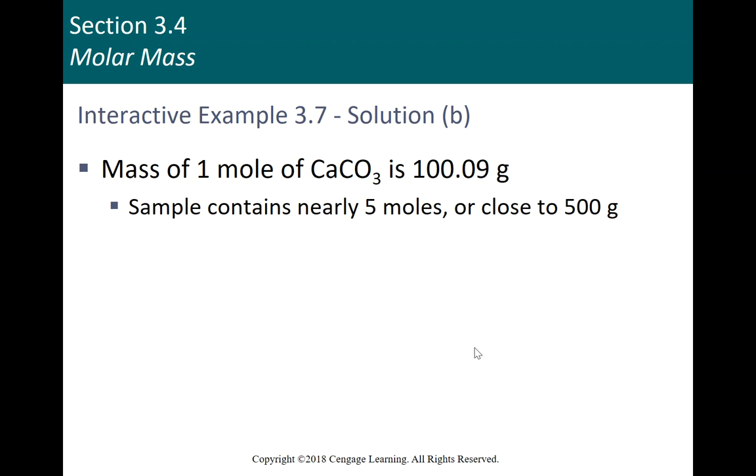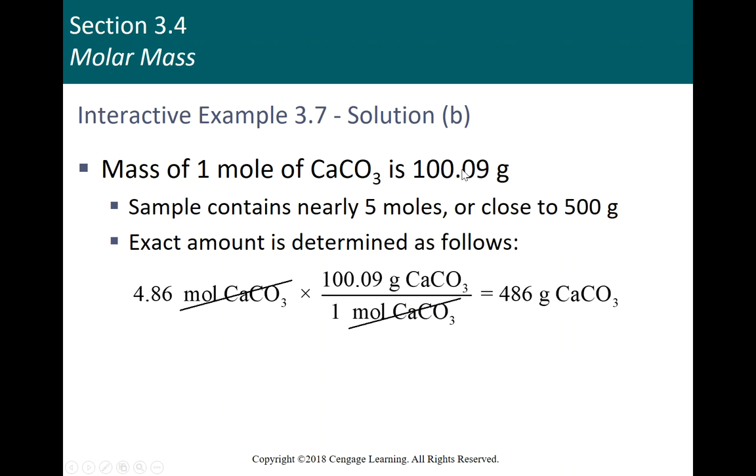We know that our second prompt was how many grams are in 4.86 moles. Just by looking at the number, we're going to try to determine what our answer should be around. So 4.86 is about 5. So if we have 5 moles of this, we should have about 500 grams.